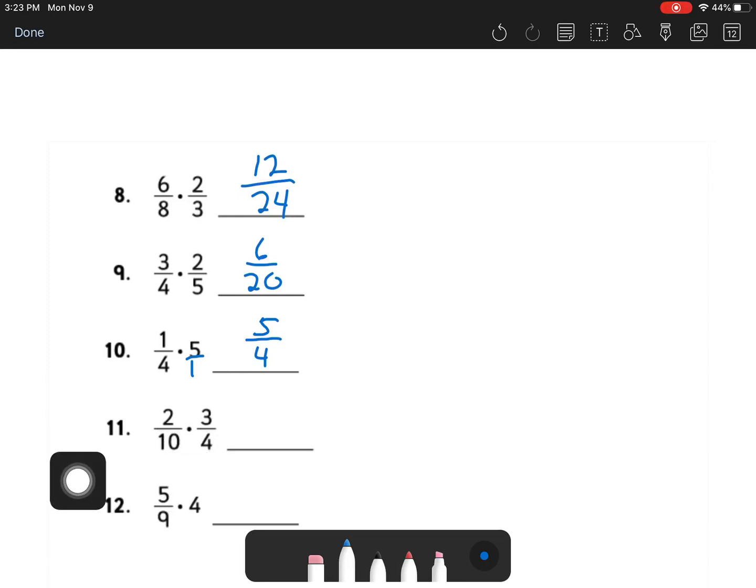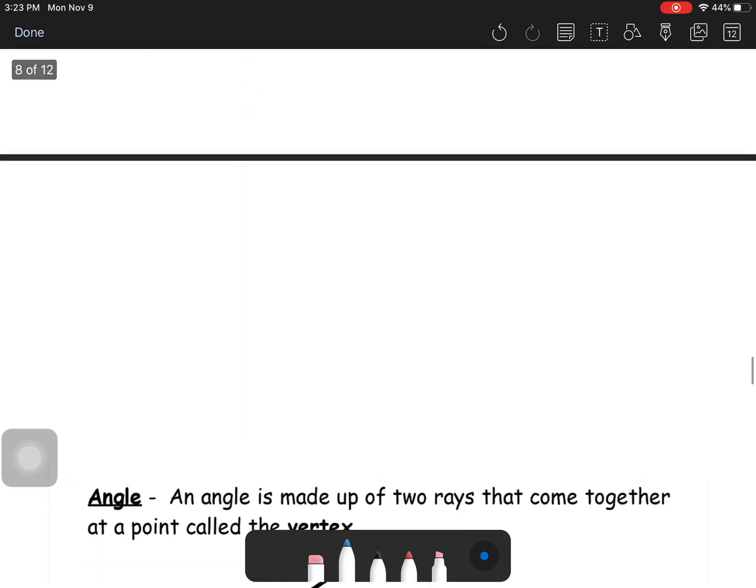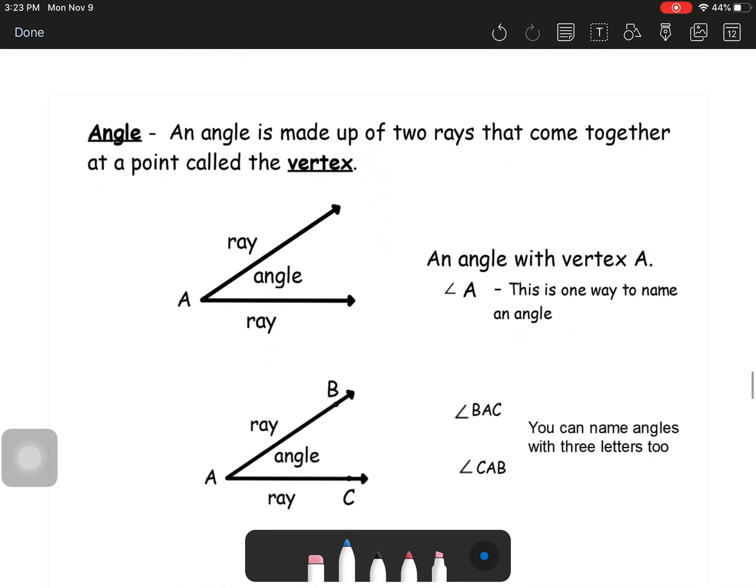2 times 3 and 10 times 4 would be 6 over 40. And again here I'm going to write this 4 over 1, so 5 times 4 and 9 times 1 would be 20 over 9. Okay, so multiplying traditionally is pretty easy. Just multiply straight across.